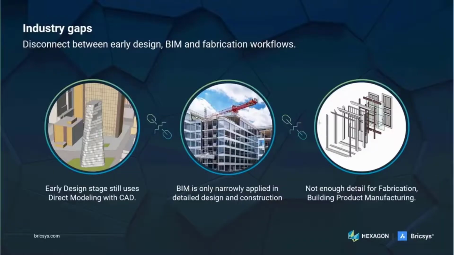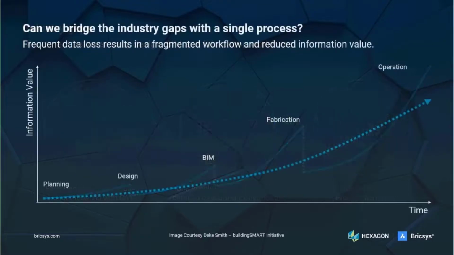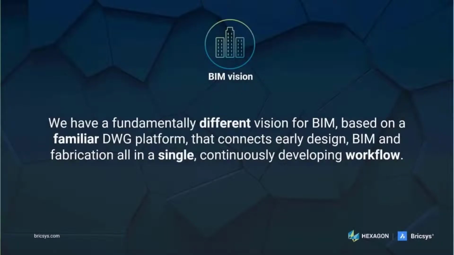Fabricators and manufacturers of building products must look for solutions outside BIM that are able to support their need for increased accuracy. There's no easy way to connect fabrication to the BIM workflow. These industry gaps create an information loss at each transition from one stage to another. We have a fundamentally different approach from the rest of the industry.